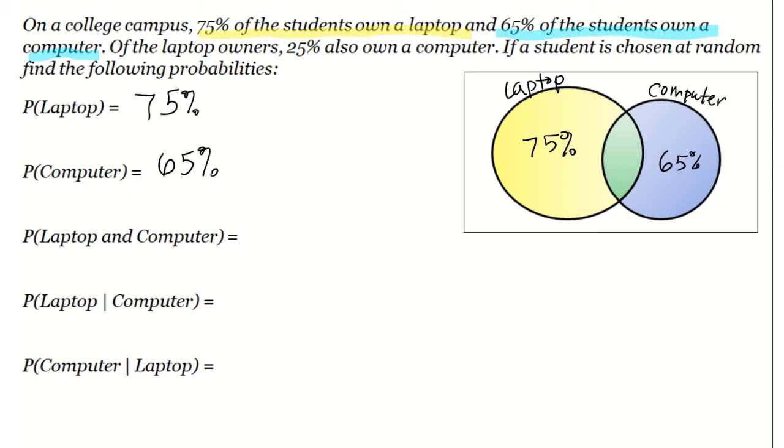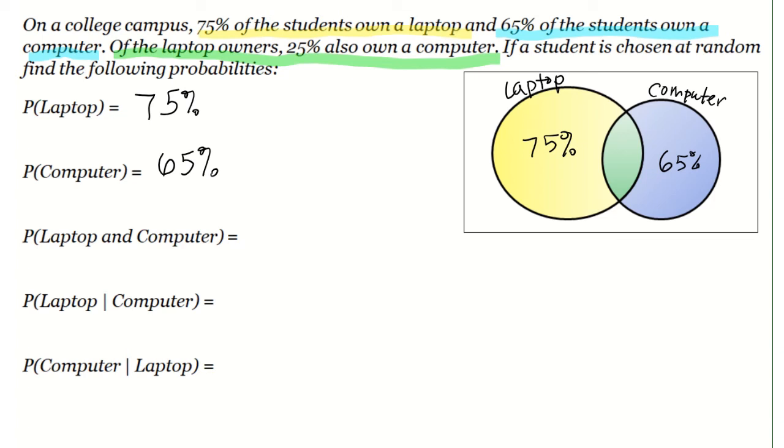Now the next question says, what is the probability of owning a laptop and a computer? And that's going to be this green intersection where our two circles intersect, the intersection between owning a laptop and a computer. And we can see the problem says of the laptop owners, 25% also own a computer. Now the way that it's worded is a little tricky, that if you're not paying attention, you're going to think that that intersection is 25%.